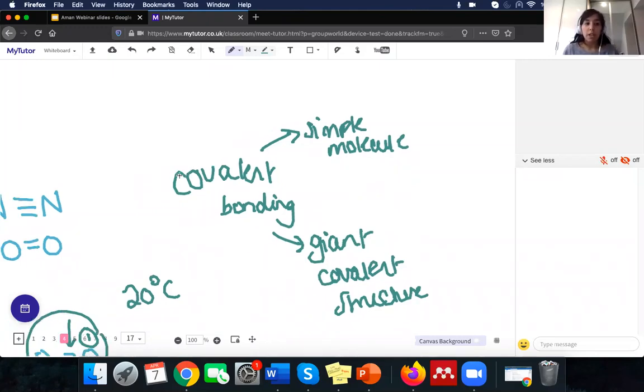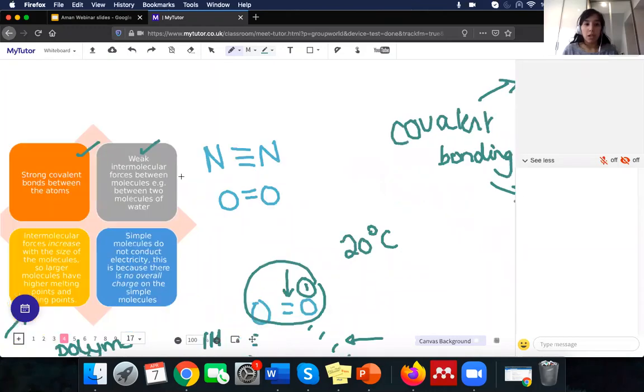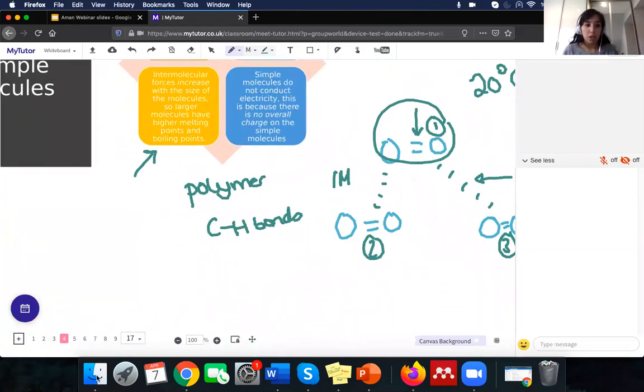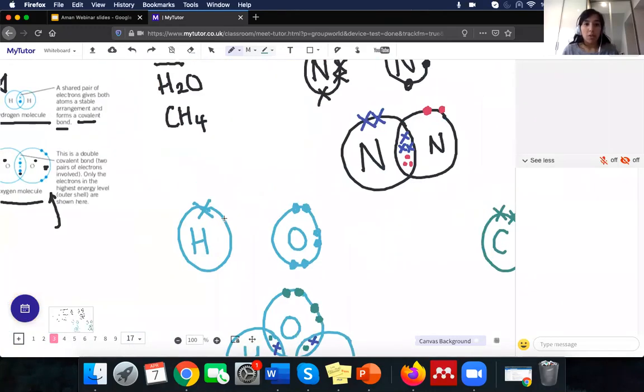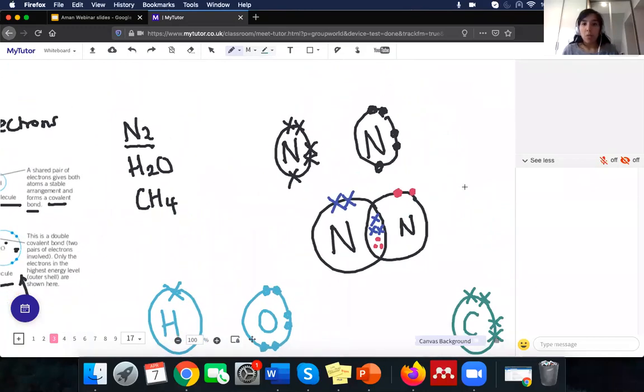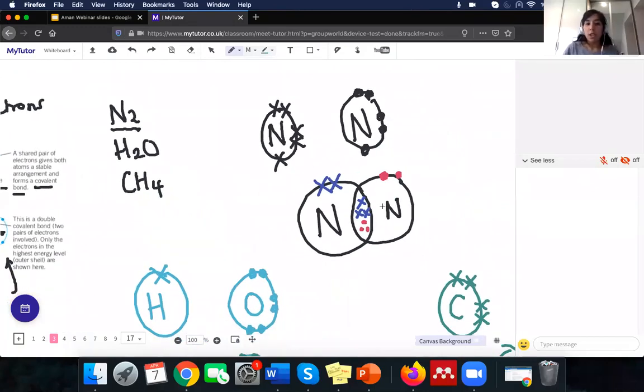Whereas in simple molecules, electrons are shared. So if we imagine this nitrogen here, what we can see is that the electrons are shared in that covalent bond. So those electrons have no overall charge, and it's all about the charge as to whether they can conduct electricity. So there's no overall charge on that nitrogen because electrons are being shared. They've not been gained, they've not been lost, and there's no free electrons in nitrogen molecules.